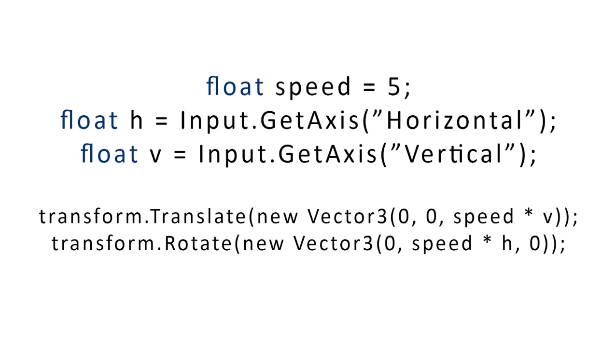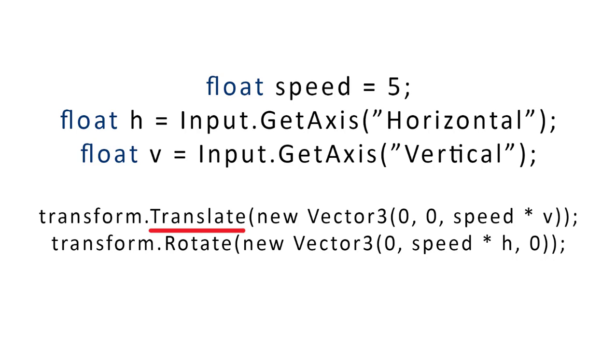In this example, we still have our float called speed, which equals 5. We have a float called h, which we equal to the horizontal axis, so left and right, and a float called v, which equals the vertical axis, so up and down. We can then feed all three of these variables into two quick processes that enable our character to move forward and back and rotate left and right.